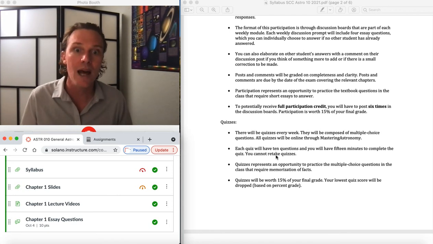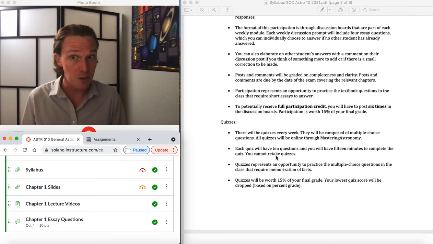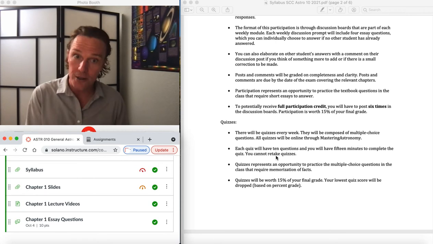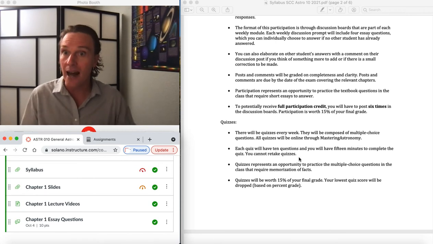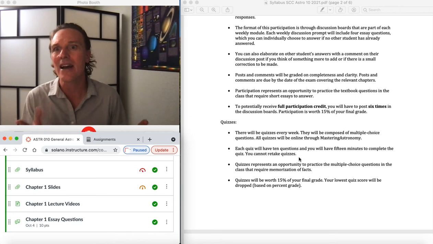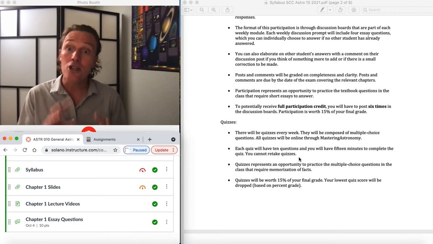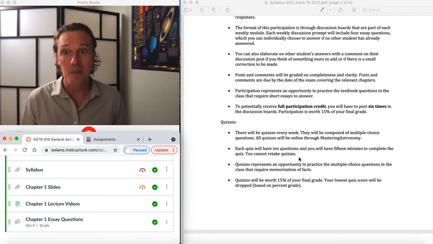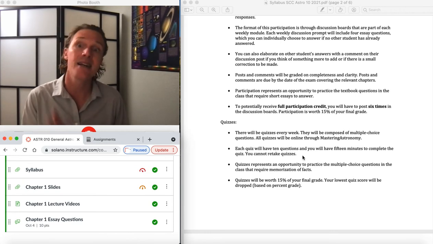Each quiz will have 10 questions, and you'll have 15 minutes to complete the quiz. So the homework isn't timed, but quizzes are. Now you can start the quizzes anytime. You have quite a few days that the quiz will be available, about a week, or 4 or 5 days. But the point is that once you start it, you got 15 minutes to finish it. So you got to make sure that you set aside that time and you're ready to do it.